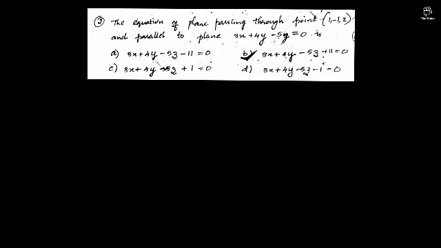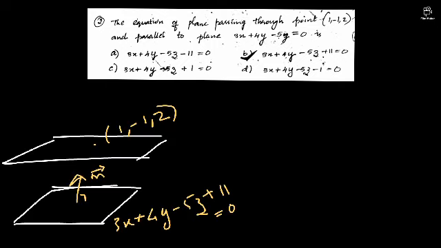The second question is this: the equation of the plane passing through the point (1, -1, 2) and parallel to the plane 3x plus 4y minus 5z is equal to 0 is. So there are many different options. Now we can just consider a figure like this. It says the equation of a plane passing through a point and which is parallel to the plane.